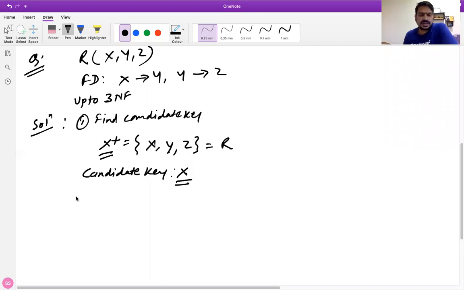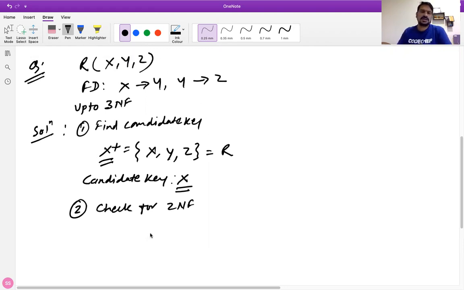Now, if X is the candidate key, the second part will be that we have to check for second normal form, because third normal form says that your relation should be in the first and the second normal form. For first normal form, if we are not given any data, we are assuming that it does not have any sort of non-atomic data in the fields. So we are assuming that it is in first NF.